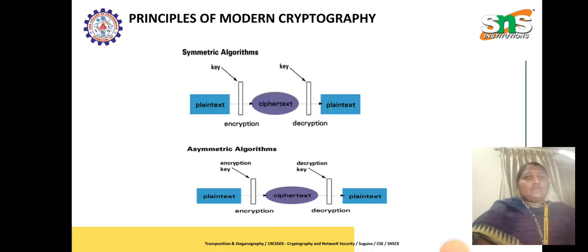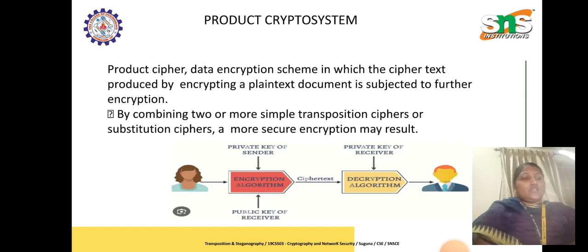There are two types of algorithms, symmetric algorithm and asymmetric algorithm. As this picture clearly reveals, for encrypting a plain text into a ciphertext using a symmetric algorithm, we use the same key for both sender and receiver. For an asymmetric key algorithm, we use different keys. One key is used for encryption and another key is used for decryption. That is the main difference between symmetric key algorithm and asymmetric key algorithm.